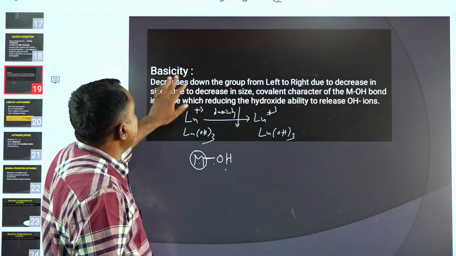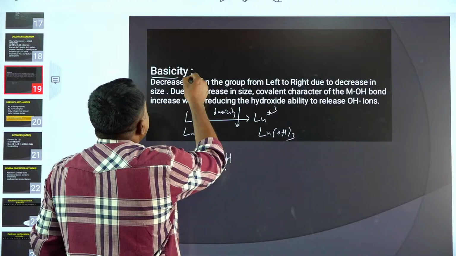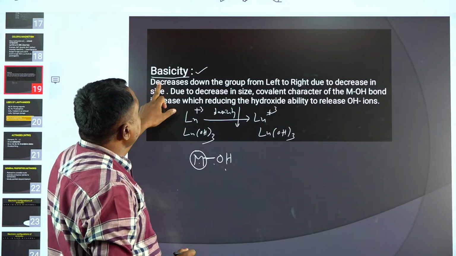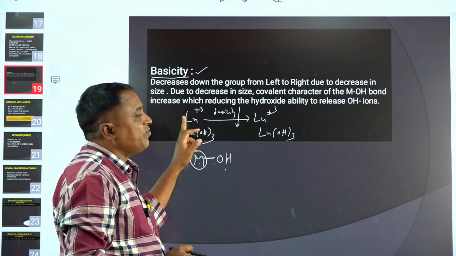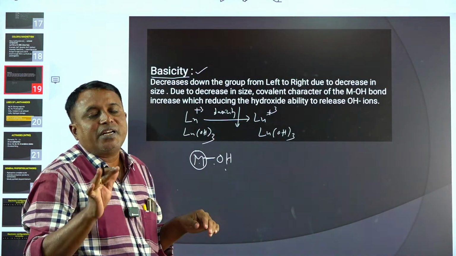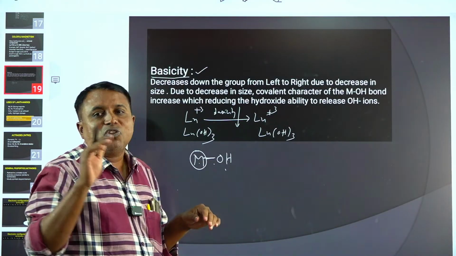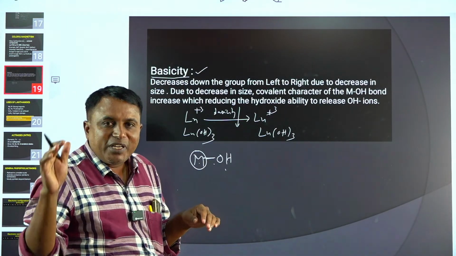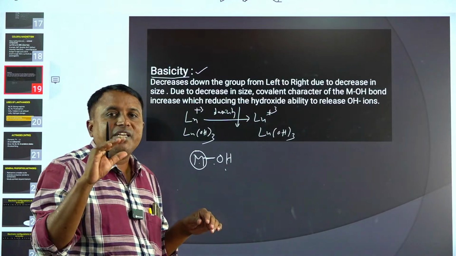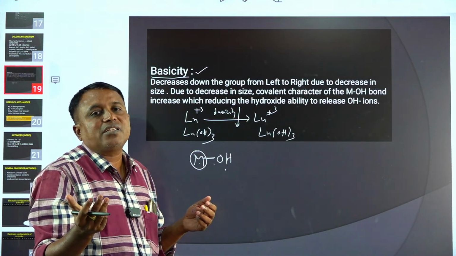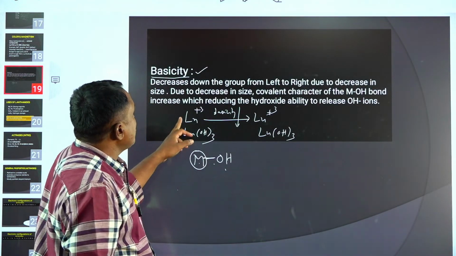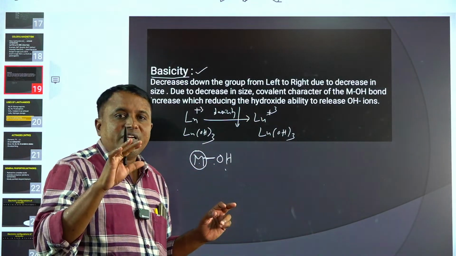So once again I will repeat this. This is an important property, and in most cases it is asked in competitive examinations. Why is basicity decreasing from left to right? Due to lanthanide contraction, from lanthanum to lutetium, atomic radii gradually decrease. Why are atomic radii gradually decreasing? That is due to lanthanide contraction, or due to the poor shielding effect of the inner 4f orbitals.